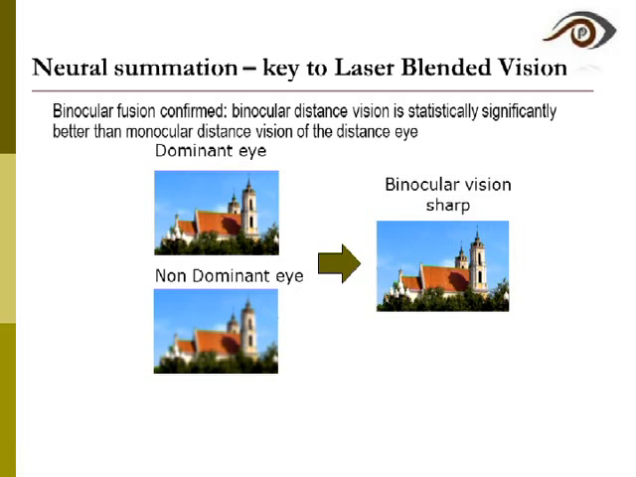So this is one more important thing we notice in our patients. Normally binocular vision is confirmed. Now binocular vision is statistically much better than the monocular distance vision. If you check the distance eye, like the dominant eye, even if the patient reads 6/6, it may not be that sharp. When you tell him to open both eyes, the binocular vision will always be much sharper. This is once again due to the increased depth of focus.